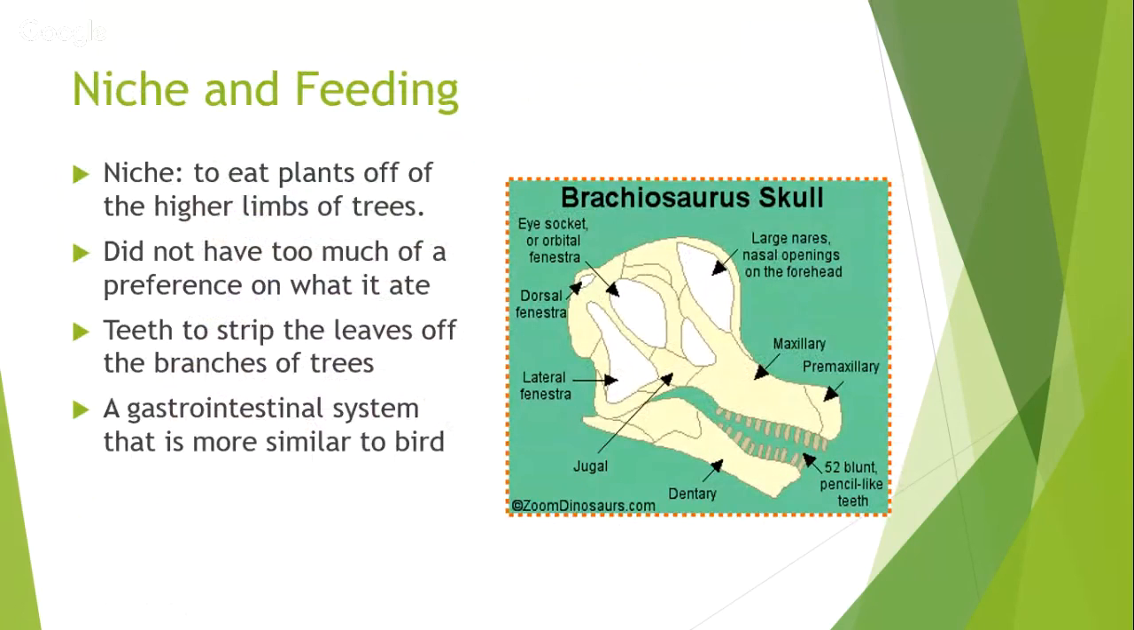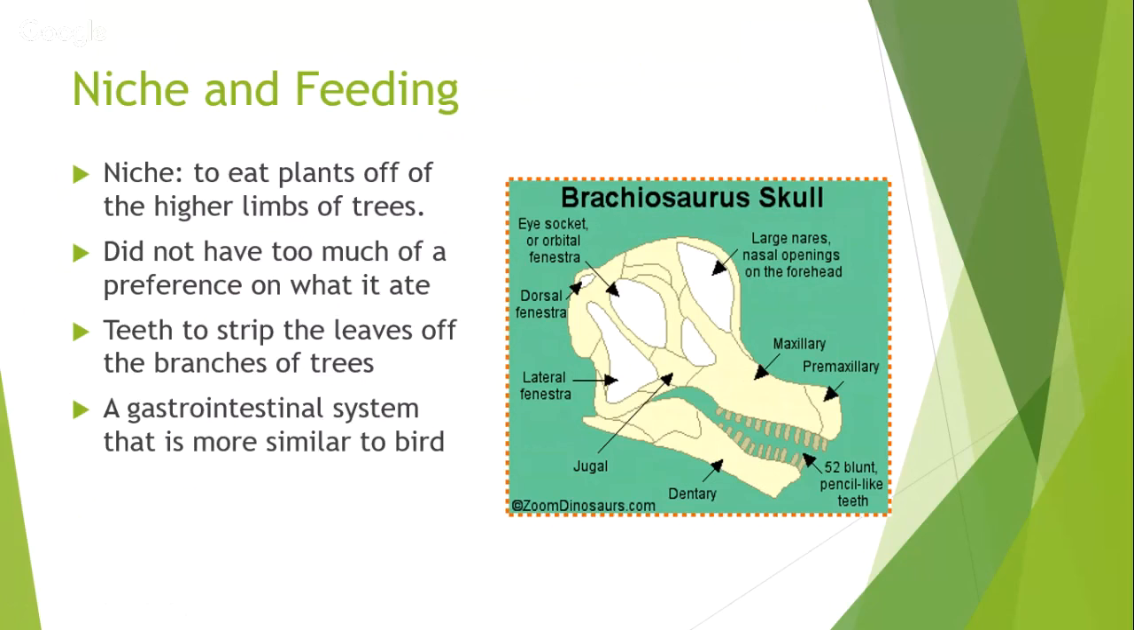Okay, these creatures filled the niche of eating plants off of high limbs of trees. This is a very similar niche to the modern-day giraffe. Brachiosaurus preferred to eat trees that had softer leaves, like ferns, over the tougher, woodier leaves found on conifers. However, they did consume enough food that they didn't really have too much of a preference. Using its 52 small pencil-like teeth to strip off the leaves from branches of trees, and its long neck to reach the top of these trees, Brachiosaurus was able to gain its energy.